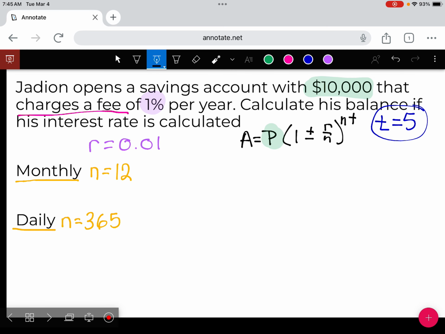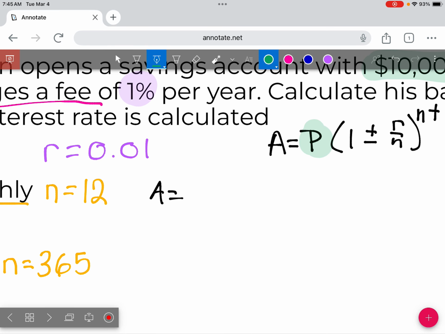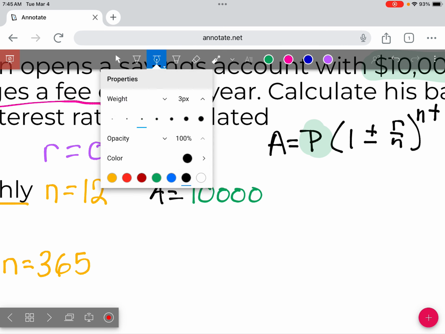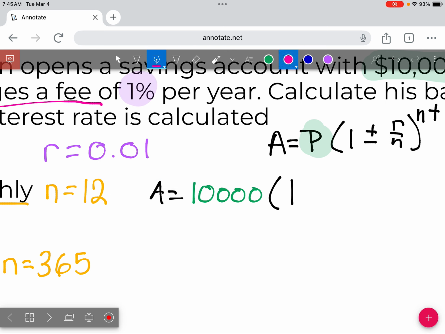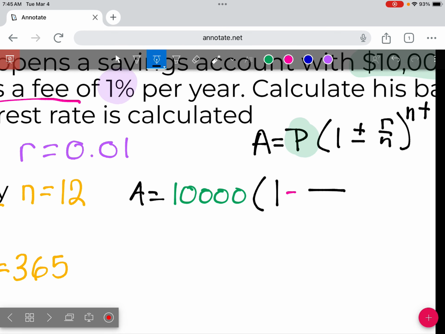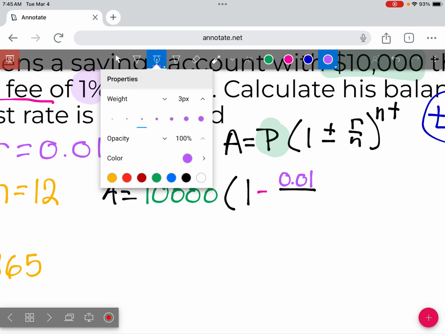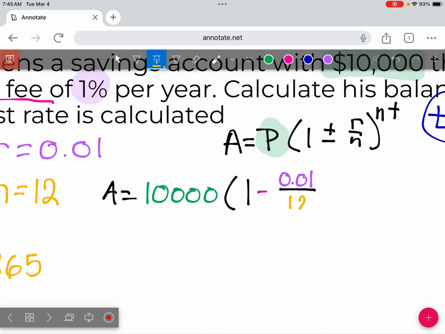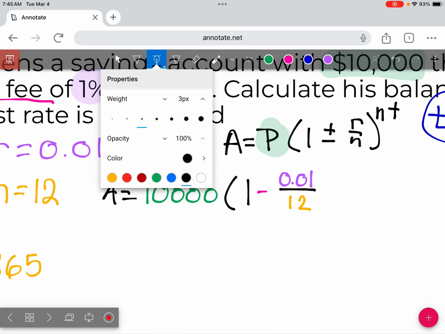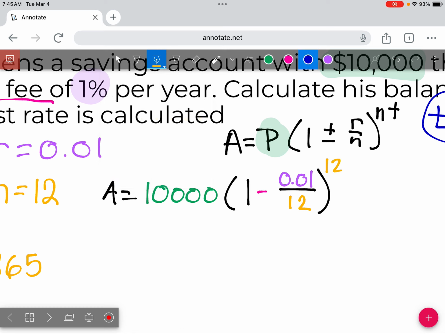So we're gonna fill in our pieces here. Our amount in the account is our $10,000. Our 1 minus our fraction that has our 0.01, and in this case, we're over that 12, to our exponent of that 12 times 5.